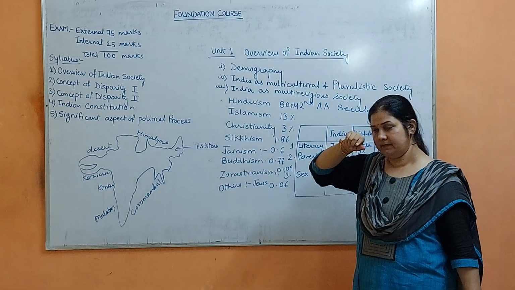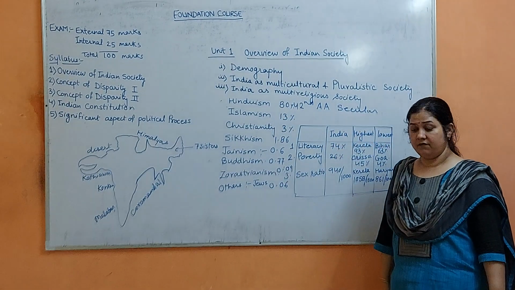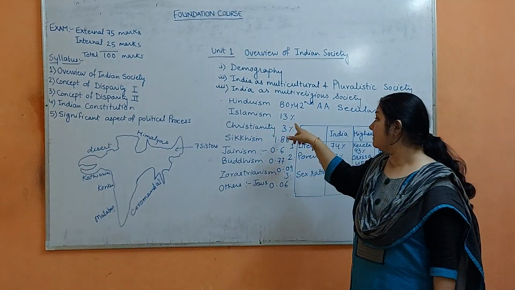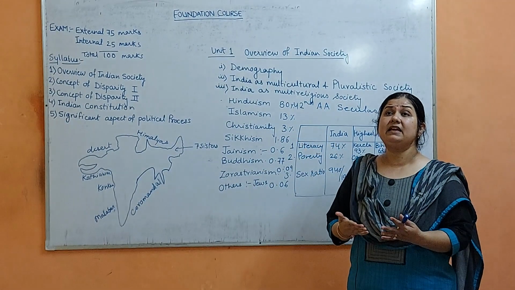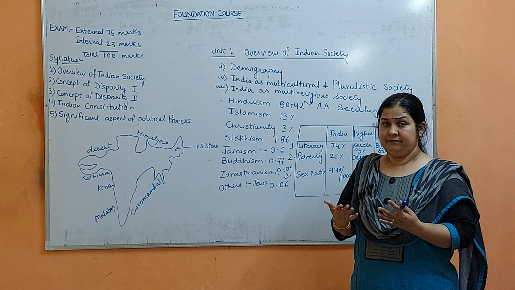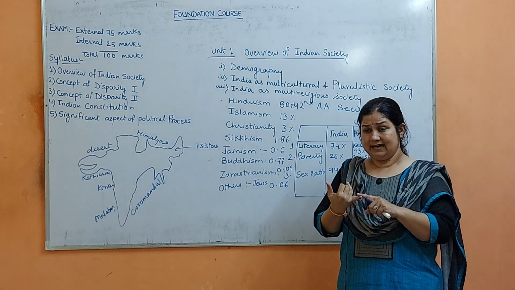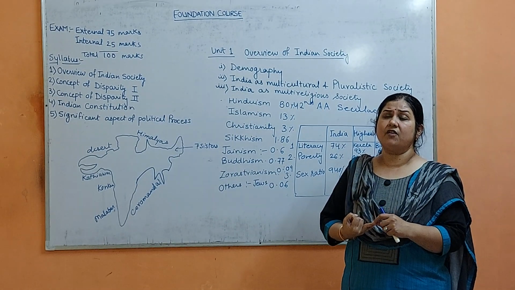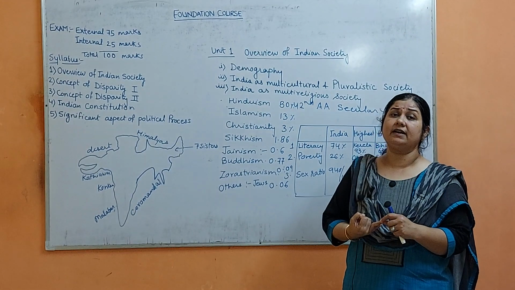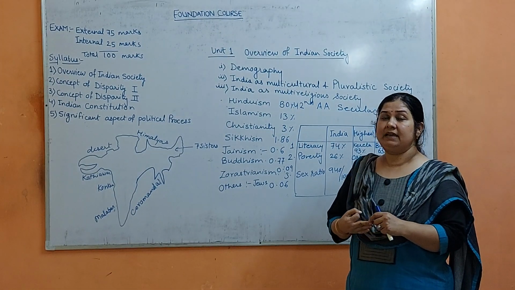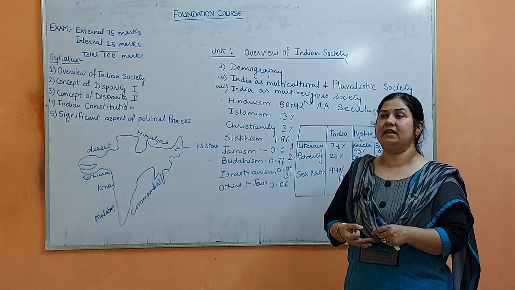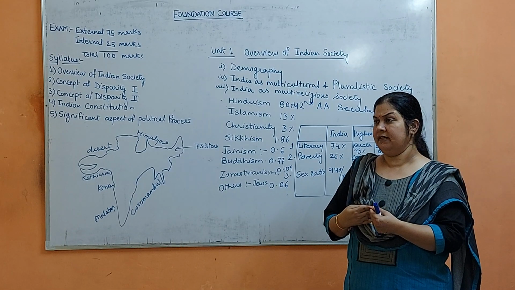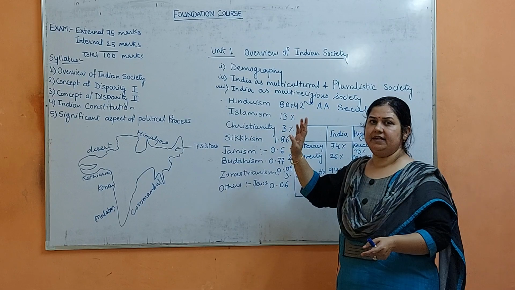Moving on to Islamism, it is a monotheistic religion. Founder was Prophet Muhammad, and 13% of Indian population forms the Muslim population. Monotheistic means they believe in one God, that is Allah. Then they believe in 5 things. One is Allah. Second is one should at least in the lifetime go for the pilgrimage which is called Hajj. Then they believe in charity. Yes, charity.